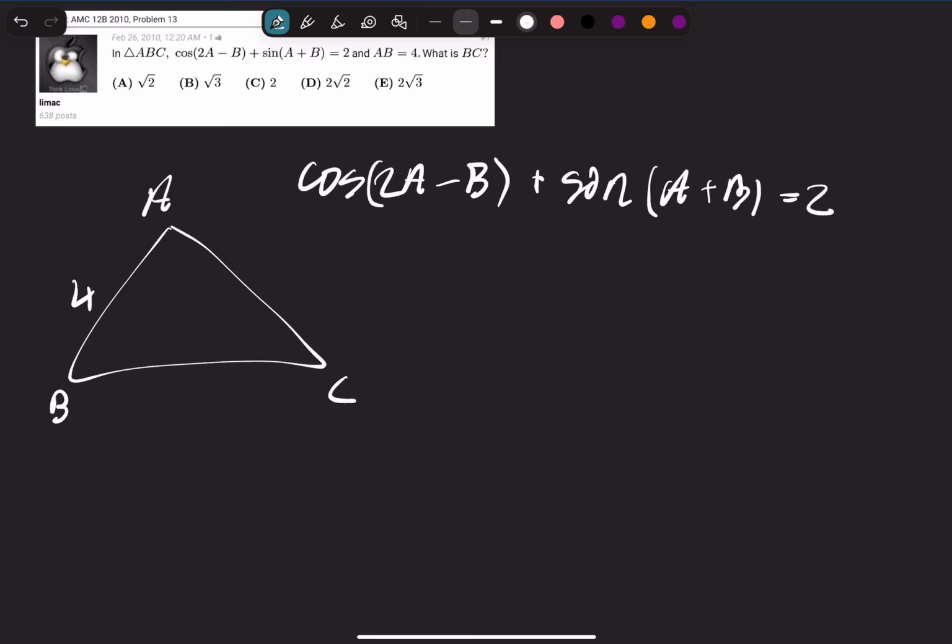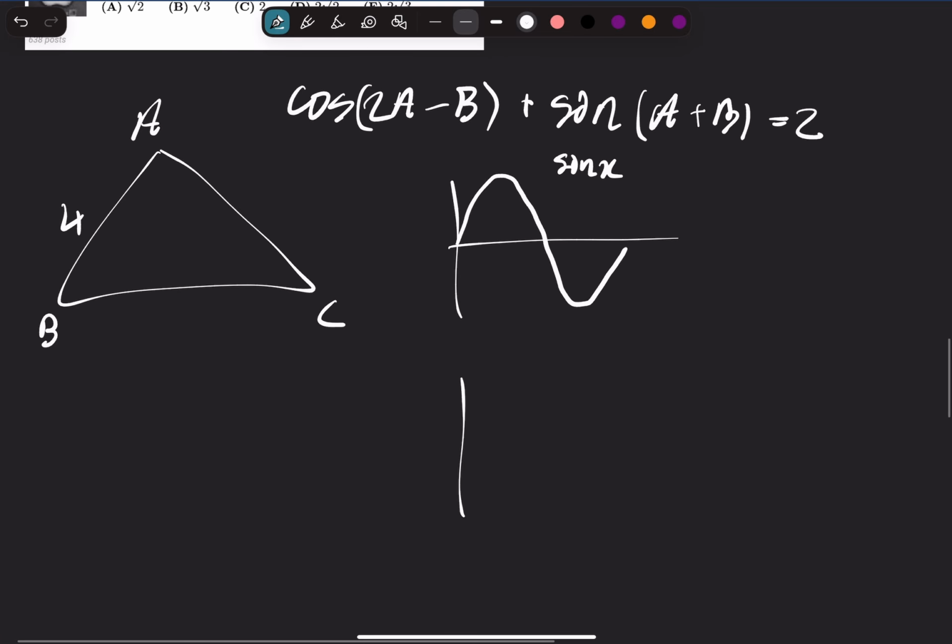So the first thing I'm going to do is, well, I don't really know what to do, so I'm going to start with drawing the sine and cos graphs. So this is sine of x, and this is cos of x, all between 0 and 360 degrees or 0 and 2 pi radians.